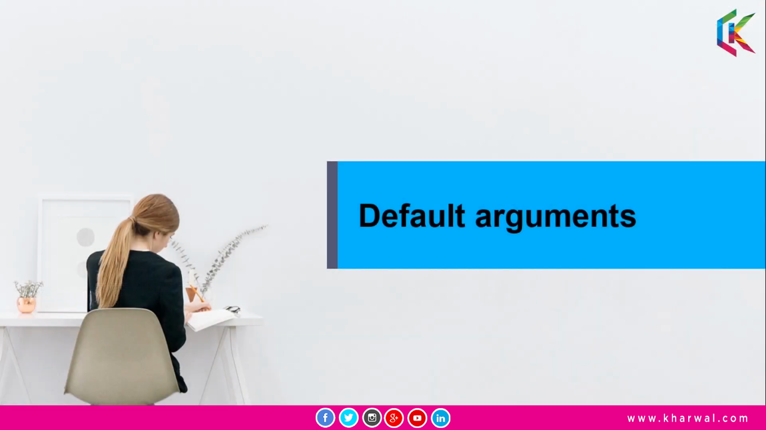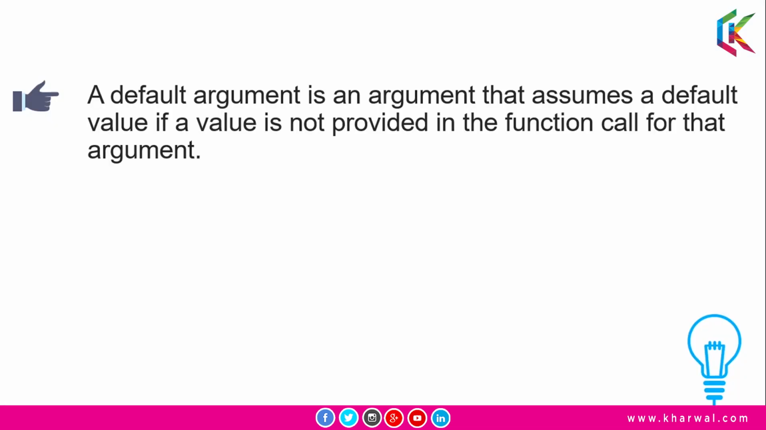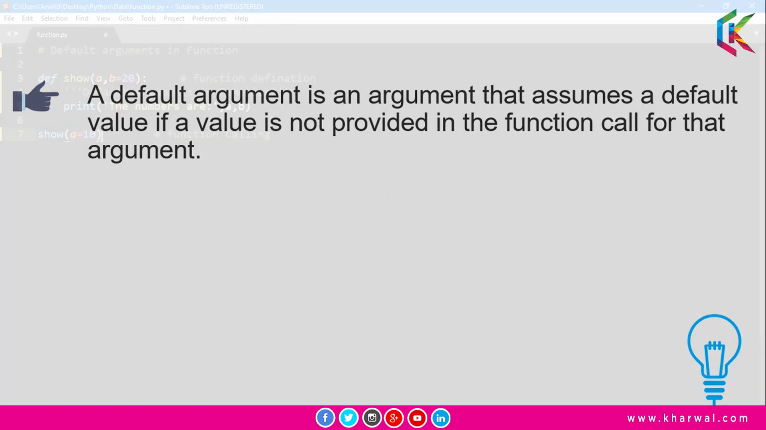So guys, our next topic is default arguments. Let's go ahead and discuss it. A default argument is an argument that assumes a default value if a value is not provided in the function call for that argument. Okay, so let's open up Sublime Text and I will show you the working of default arguments in function.